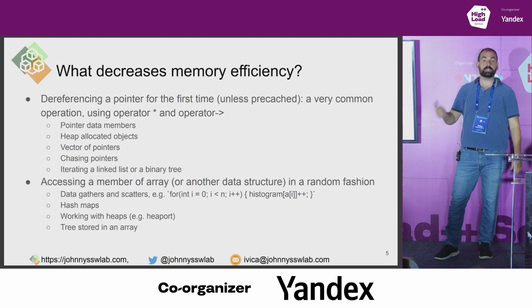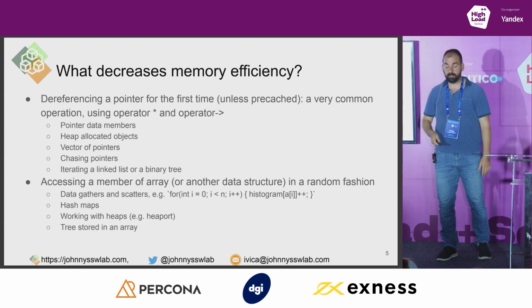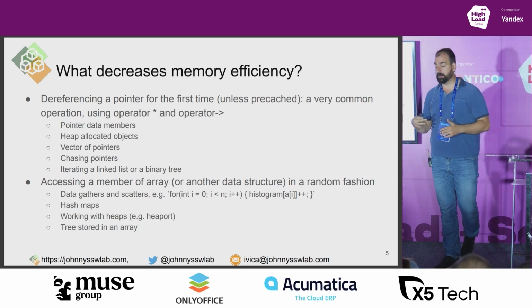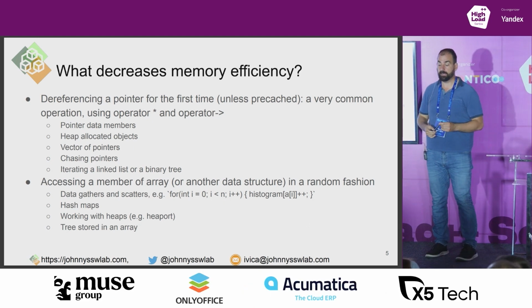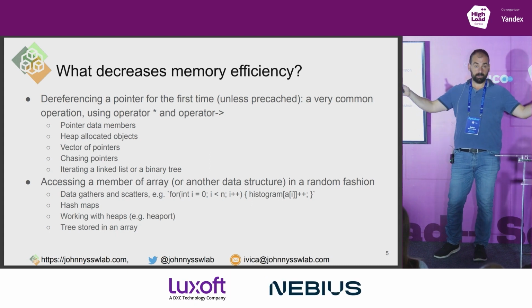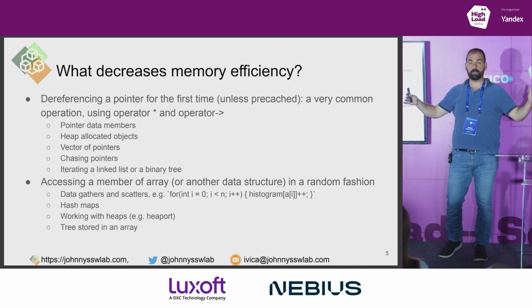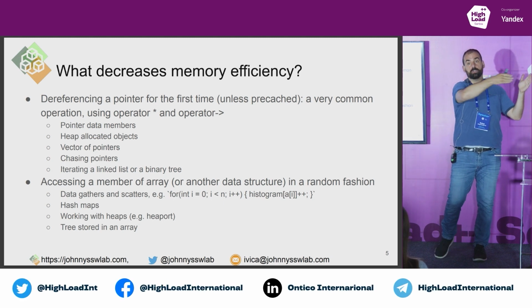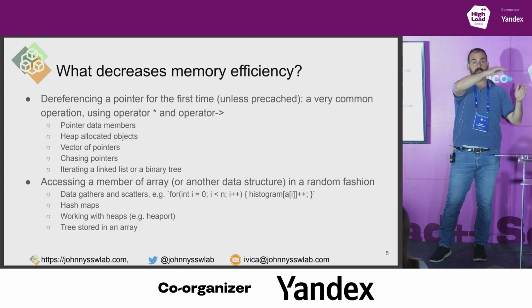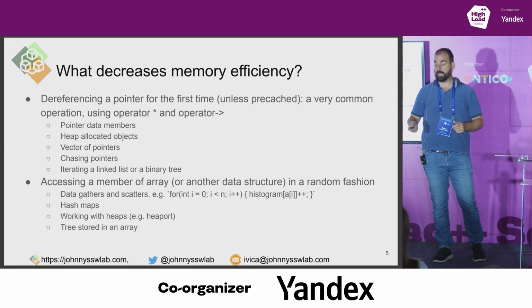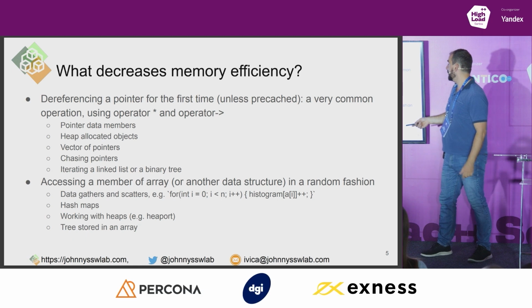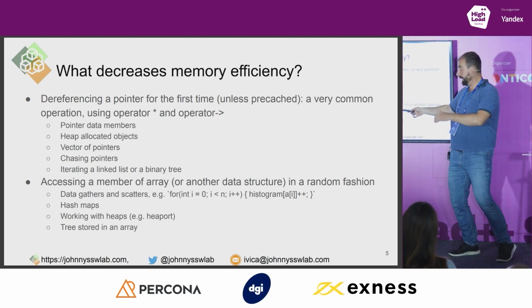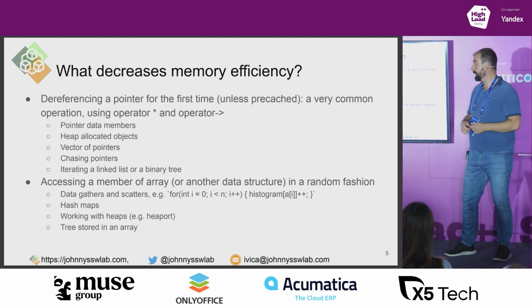If you are iterating a linked list, or a binary tree, that also. So everything that has to do with pointers often decreases memory efficiency. Next is if you have an array, a continuous block of memory, but you're accessing data in that array in a random fashion. So you're not going through the array from 0 to n or from n to 0, you're just jumping randomly around the array. And this happens, for example, with data gathers and scatters, when you have a histogram of A of I, and this A of I holds some random values.